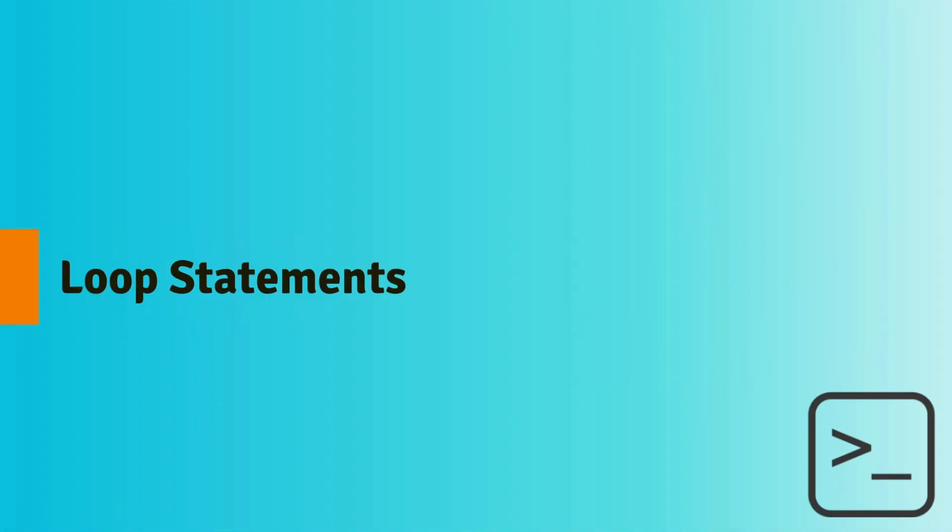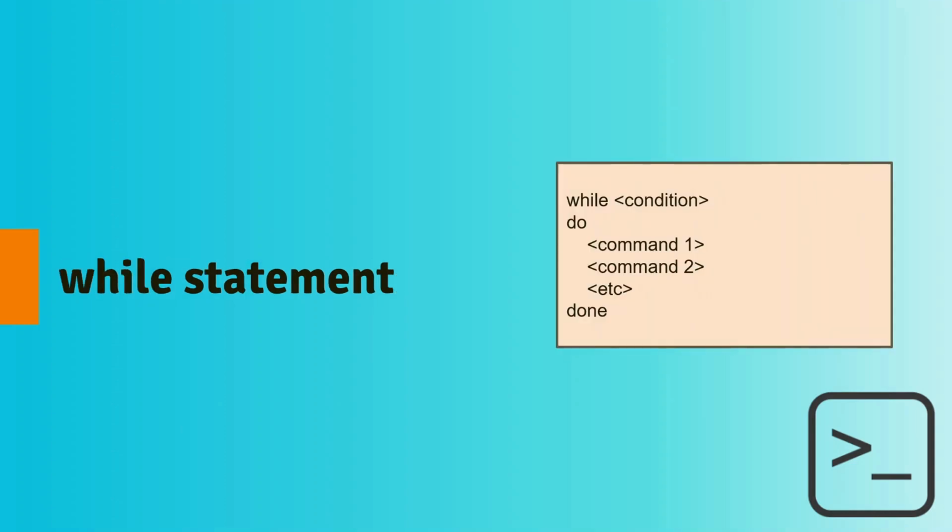Now let us talk about loop statements. Just like any other language, we can have while loop or for loop in the shell script as well. In the while statement, we have to put the condition, and based on the condition, we can execute commands till the condition is true. Once the condition is false, it will come out of the loop. So let's see an example for the while statement.